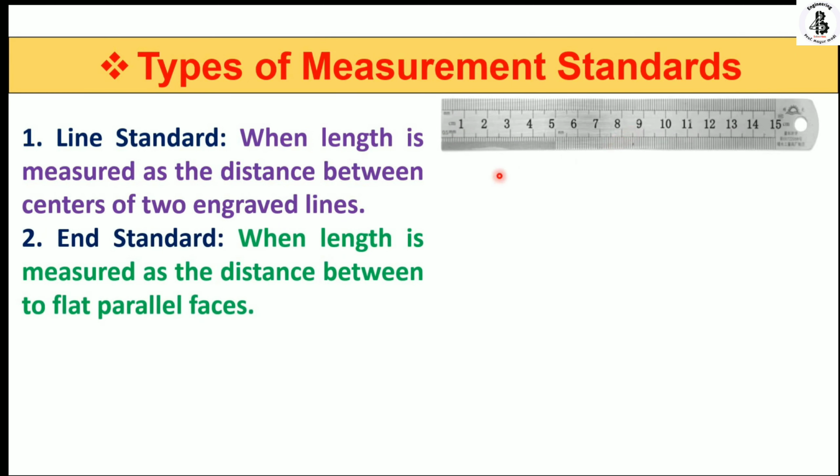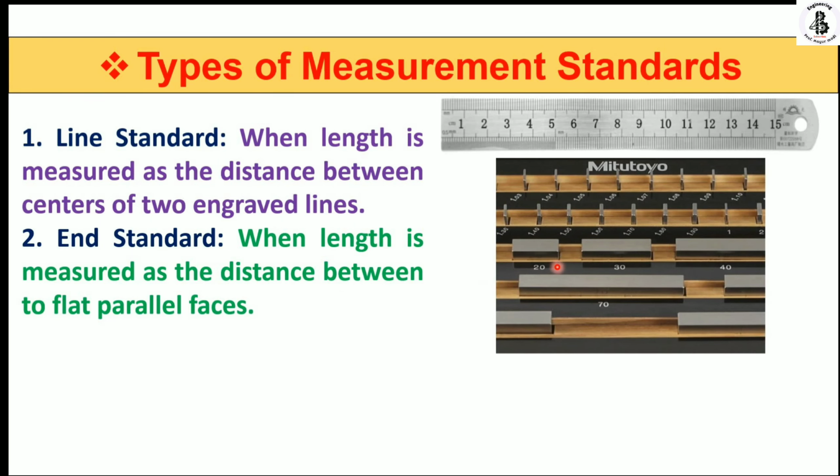The second one is the end standard. When length is measured as the distance between two flat parallel faces, that is known as an end standard. Basic examples of end standards are slip gauges, end bars, or the anvils of a micrometer and vernier calipers. These are also considered end standards.